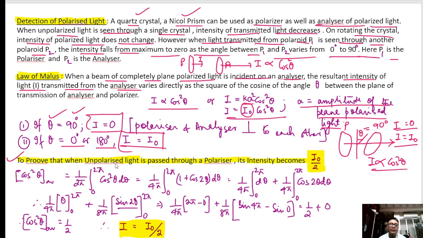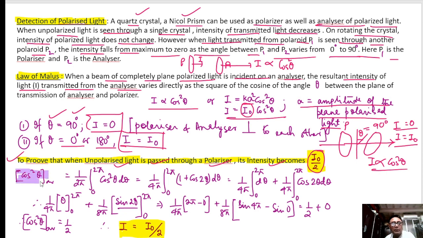To prove that when unpolarized light is passed through a polarizer, its intensity becomes I0 by 2. They are telling us that when unpolarized light passes through the polarizer, show that the intensity becomes I0 by 2. So let us take this. First of all, please try to understand this concept, which is very important.